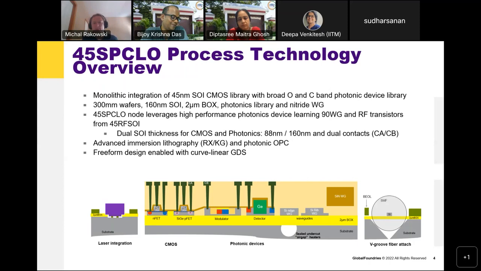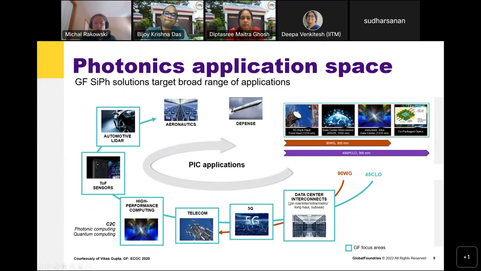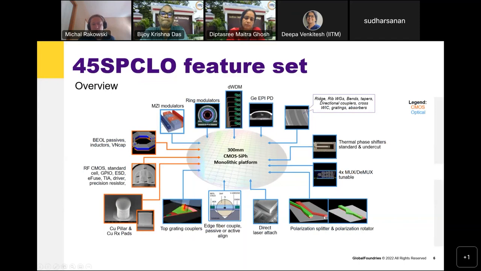And the last question probably: you are offering the polarization rotator in 45SPCLO. Is that polarization rotator offered with a silicon nitride waveguide or the silicon waveguide itself? It's actually a combination using silicon nitride and silicon. There was a sketch animation showing that the orange or red color is silicon, and on top of it is silicon nitride. So we're using both layers to create the polarization splitter and rotator.